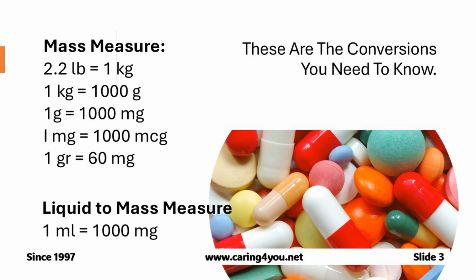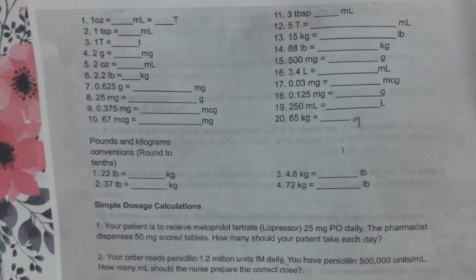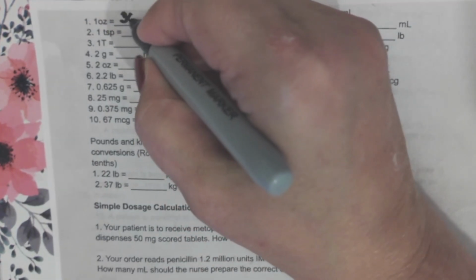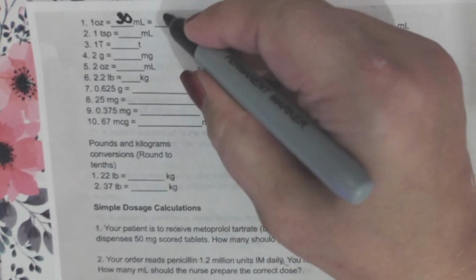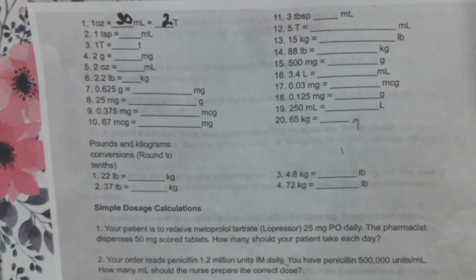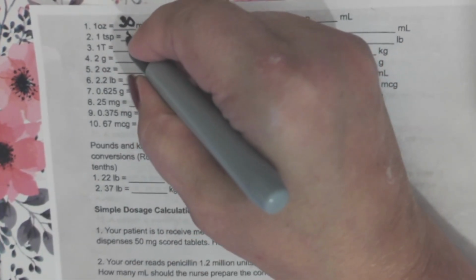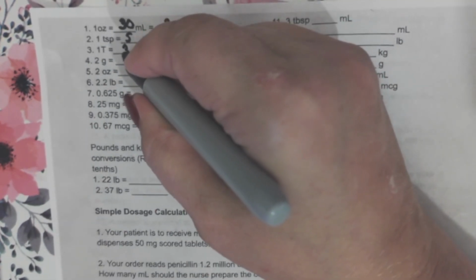Okay, now let's get into working out some conversions on paper. Some conversions are easier than others, but let's get started here. 1 ounce equals 30 milliliters, remember? And 30 milliliters equals 2 tablespoons. 1 teaspoon is 5 milliliters. 1 tablespoon is 3 teaspoons.